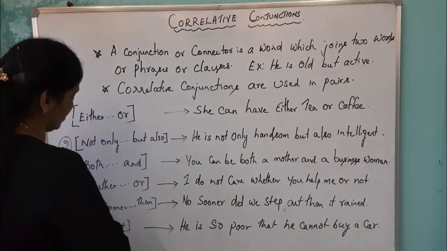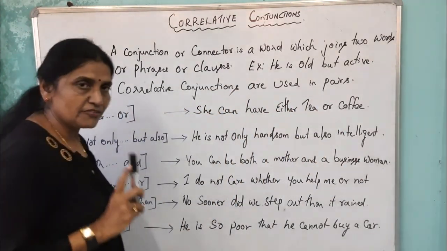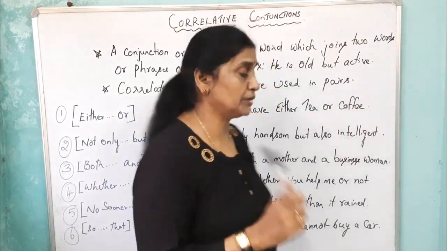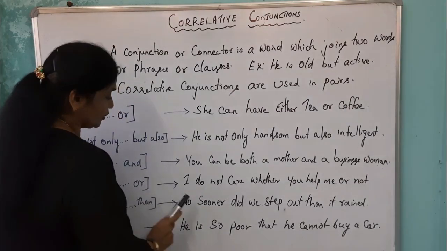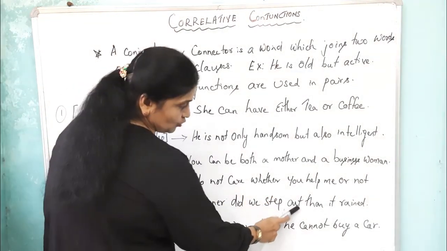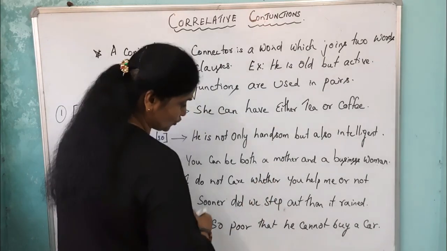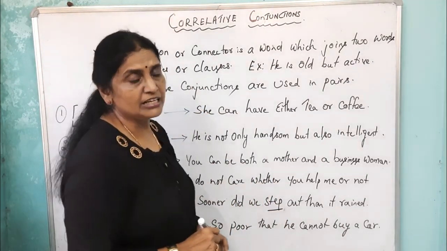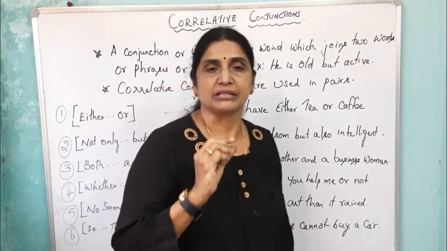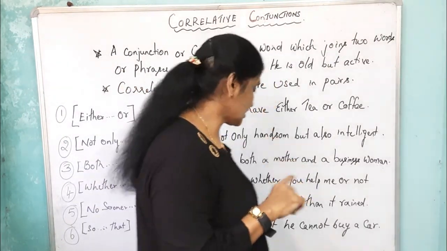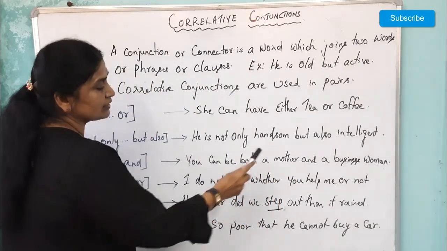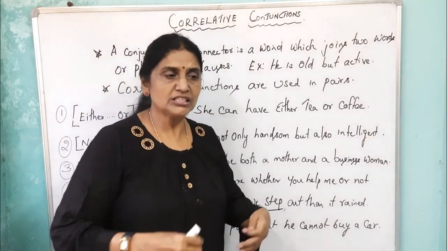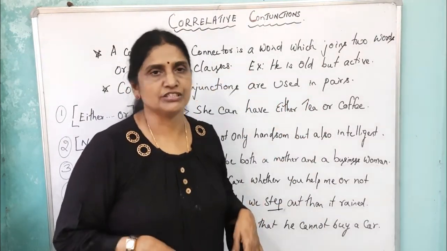The next pair is no sooner than. This is a very interesting one, and most of us make mistakes while using this pair. No sooner did we step out than it rained. But why did we write step? Because of did. Whenever you use did, the verb should be in the present tense. Step out, not stepped out. That means as soon as we stepped out, it started raining. That's the meaning of this sentence.